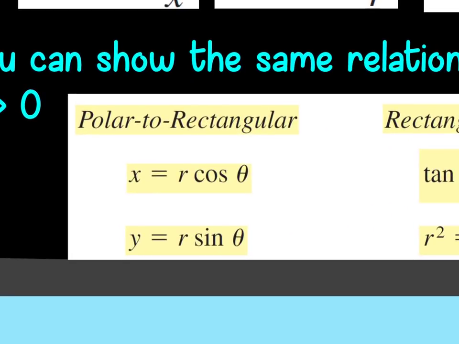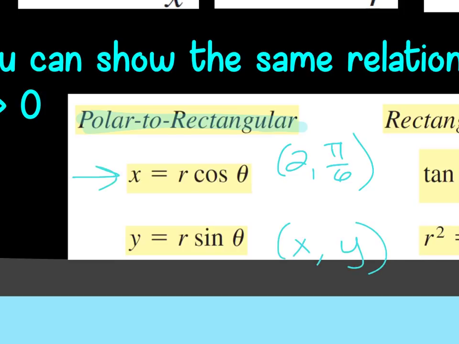You can show the same relationships hold for r less than 0. To get from polar to rectangular, so we're going from something like 2, pi over 6 to a rectangular where I want an x and a y, the x is found by doing r, which is that first number, times the cosine of the angle, and the y is found by doing r, the radius, times the sine of that angle.